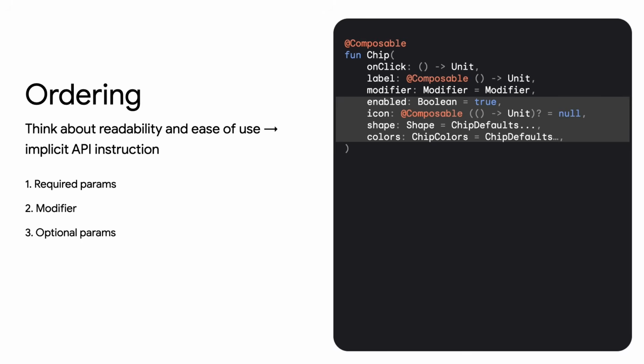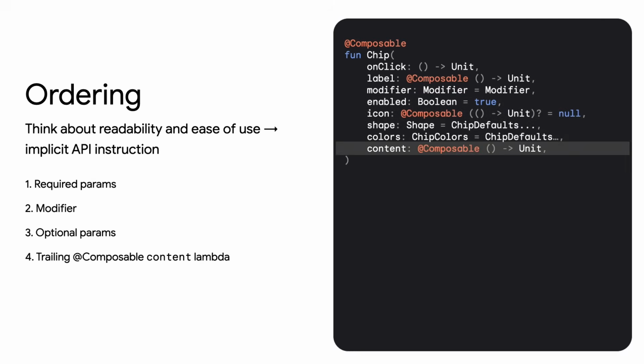Then the optional parameters with default values that can be overridden by the user or not, requiring the usage of named parameters. Additionally, you should group parameters that are semantically similar, like putting textual inputs together, click events, styling, etc. Finally, a trailing composable lambda named content, representing the nested slot content of the API, if it requires one. This is a common concept we'll cover later.